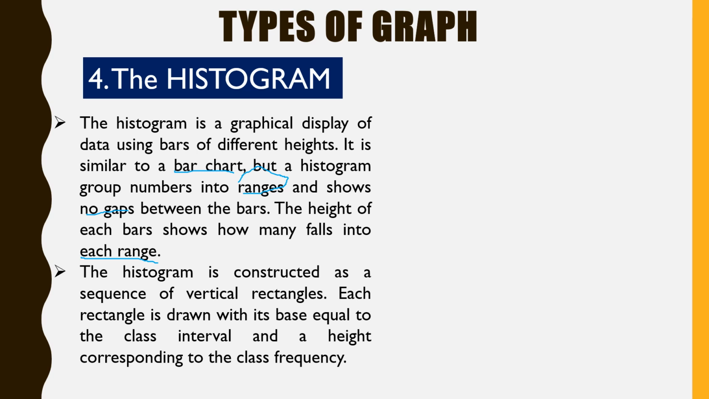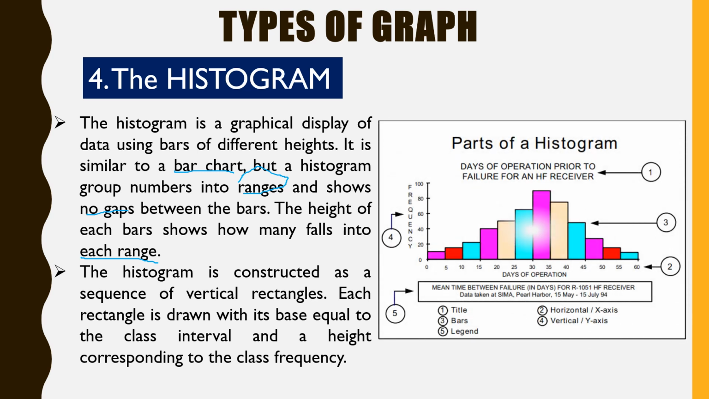The histogram is constructed as a sequence of vertical rectangles. Each rectangle is drawn with its base equal to the class interval and a height corresponding to the class frequency. Here is an example of a histogram. Once again, it is similar to a bar graph, but a histogram has no gaps. It means it is continuous because it represents a continuous set of data.